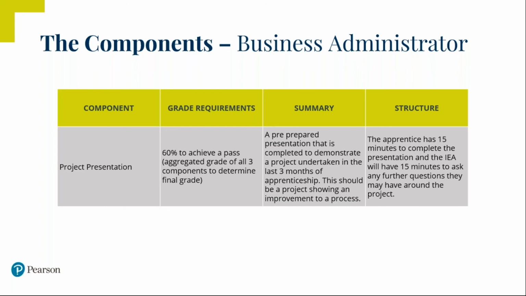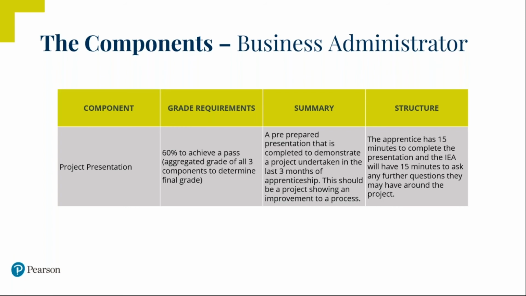This is done on a case-by-case basis, and this can be looked at individually. In the specification, it states it should be completed in the last 3 months of apprenticeship, but it does have to show an improvement to a process. Again, we're looking at quite tight time constraints on this. So the apprentice only has 15 minutes to present this and 15 further minutes for question and answer, which the independent endpoint assessor will lead.